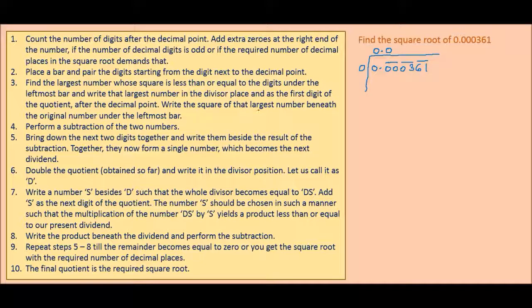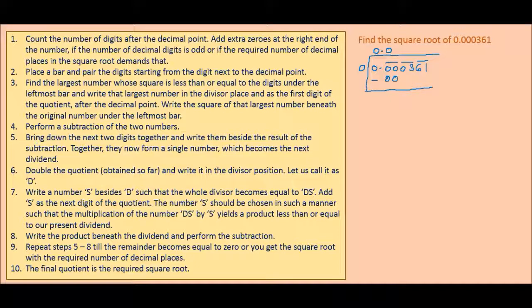Write the square of that largest number beneath the original number under the leftmost bar. The square of 0 is obviously 0. So we can write a single 0 or we can write double 0, doesn't matter. Perform a subtraction of the two numbers. So we will be performing a subtraction. Obviously this is 0. So I do not want to bring down this 0.